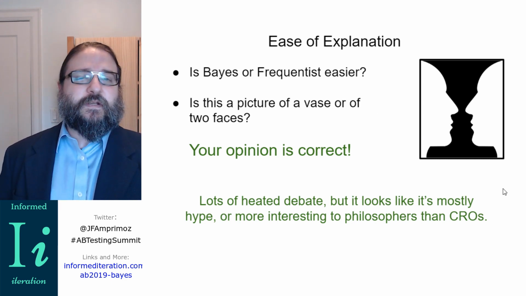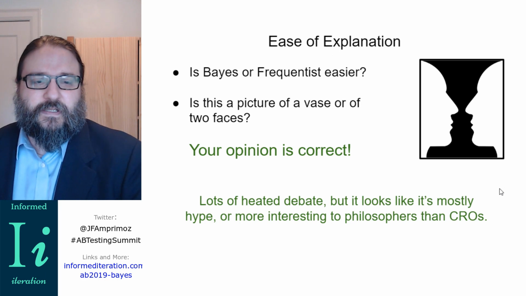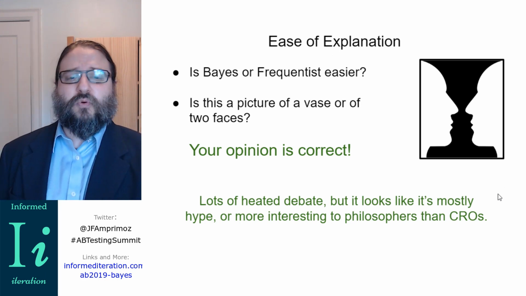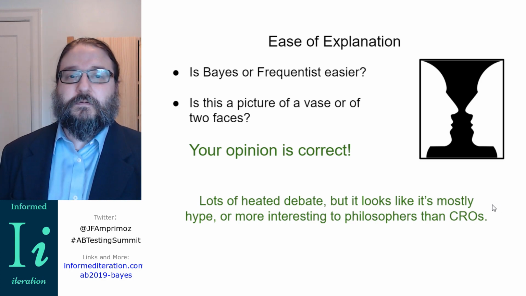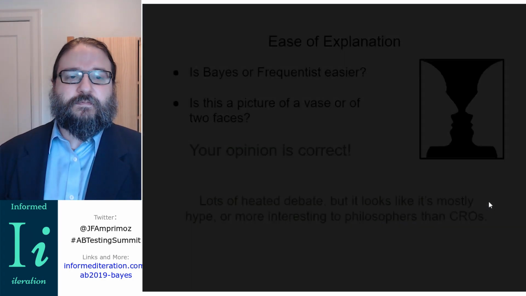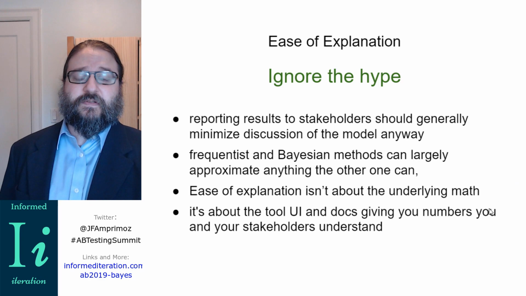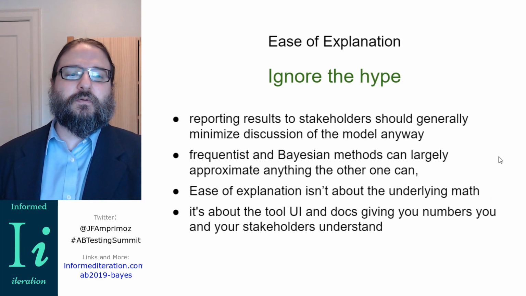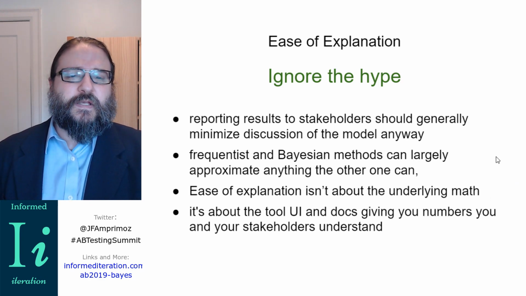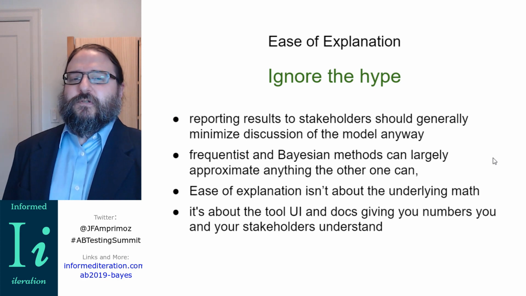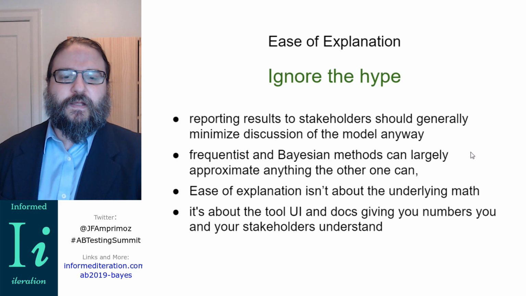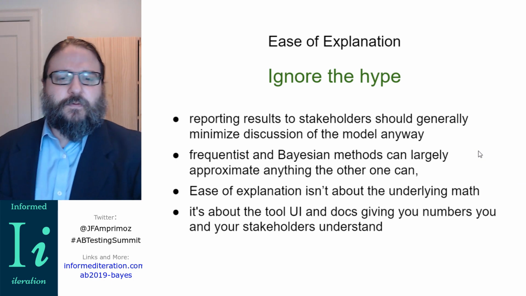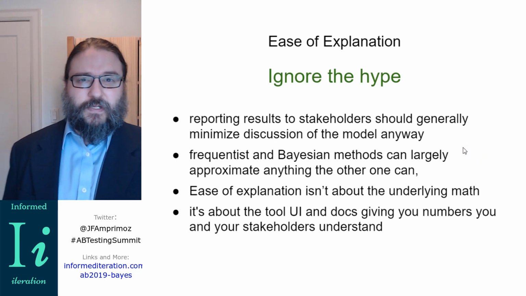There's a lot of heated debate, but really it looks like it's more hype, or interesting to philosophers than it is CROs. We're going to explain our results in ways that make sense to the stakeholder. Frequentist and Bayesian methods can pretty much approximate whatever the other one can. The ease of explanation isn't about the underlying math.